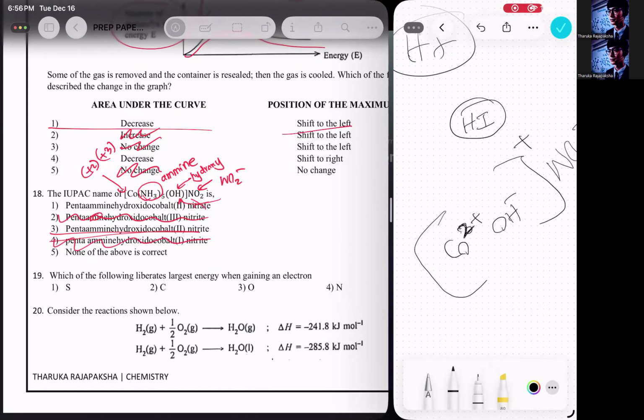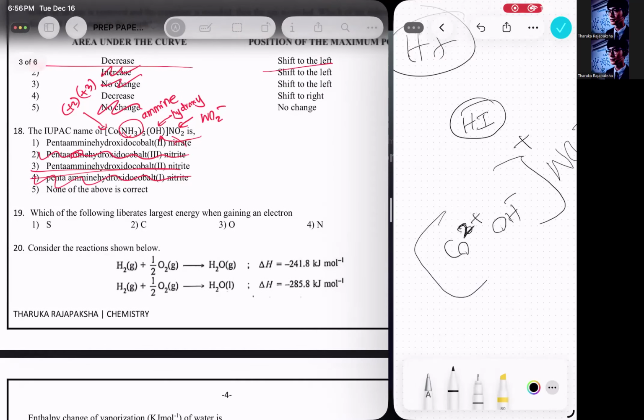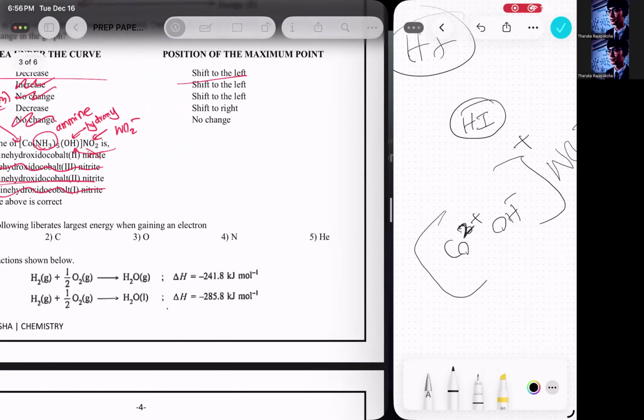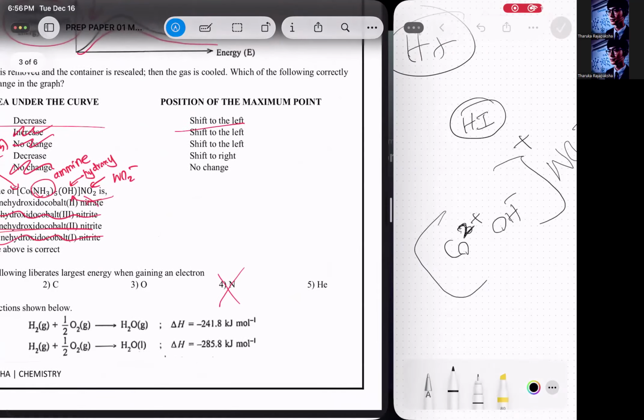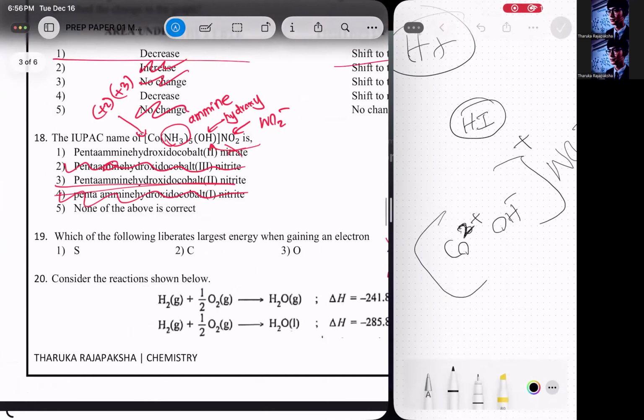Right. 19th question, people. Which of the following liberates the largest energy when gaining an electron? They're asking which is most exothermic. Nitrogen is endothermic, can't be. Helium is endothermic, can't be. Sulfur, carbon, and oxygen. Use the zigzag variation. So oxygen is here, sulfur is here, and then carbon is somewhere here. So it's like this. Oxygen is the largest negative one. So it's answer number 3. Question number 19, answer number 3.